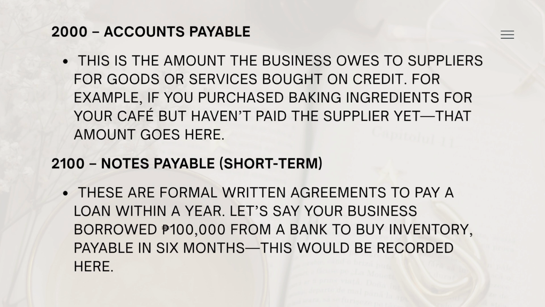2000, accounts payable. This is the amount the business owes to suppliers for goods or services bought on credit. For example, if you purchased baking ingredients for your cafe but haven't paid the supplier yet, that amount goes here. 2100, notes payable, short term. These are formal written agreements to pay a loan within a year. Let's say your business borrowed $100,000 from a bank to buy inventory, payable in 6 months. This would be recorded here.